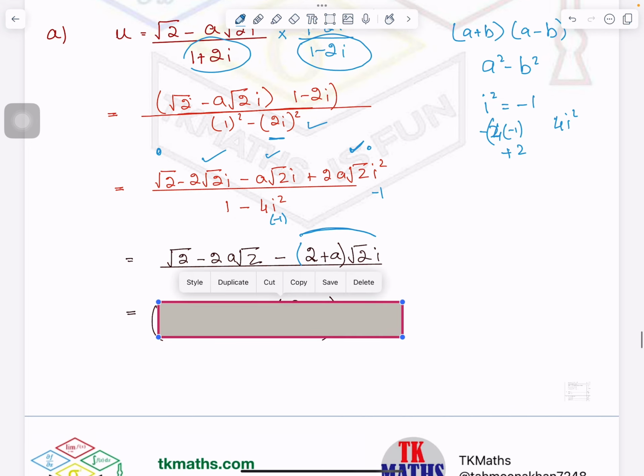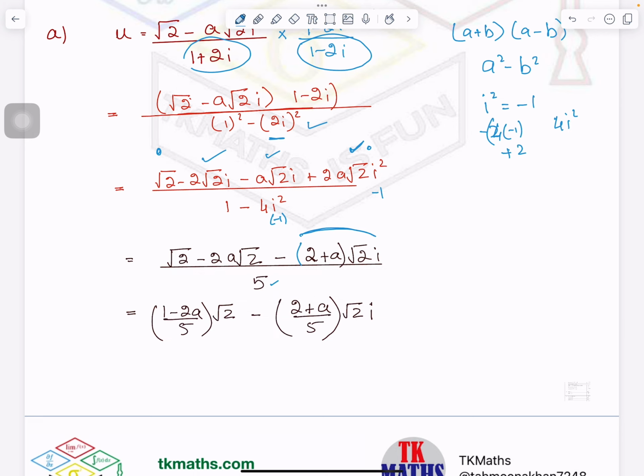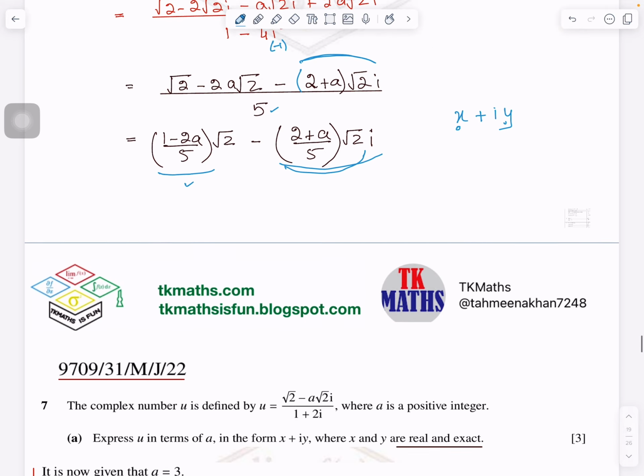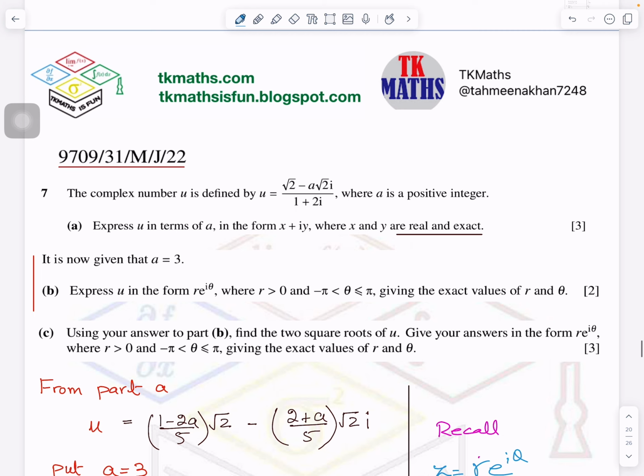After that I have to split it into the form which I was asked to convert it into, which was x plus iota y. So this is my real part and this is my imaginary part, but x and y, like this part and this part till here, are real numbers. Okay, so I've solved part 1. Now let's do part b.